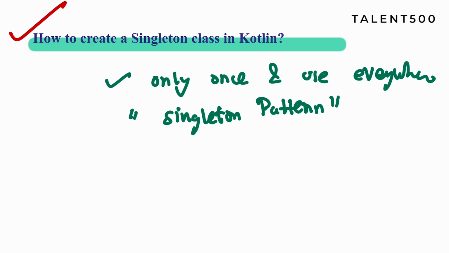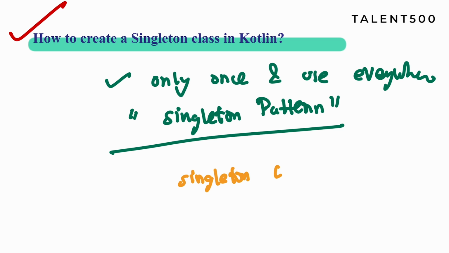So to implement this singleton pattern in our project or software, we use the concept of a singleton class. Once the concept of the singleton pattern is clear in your mind, you better understand why we exactly use a singleton class. Because we want to use the singleton pattern: we want to create an object which is required only once and can be used everywhere, right?